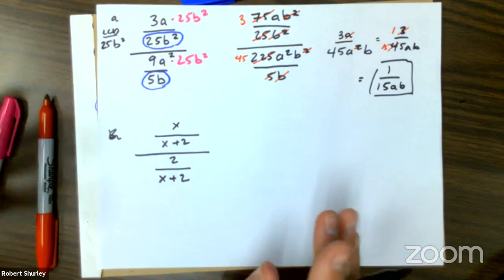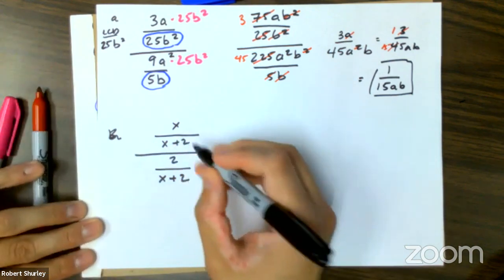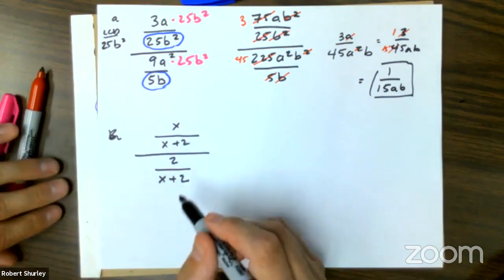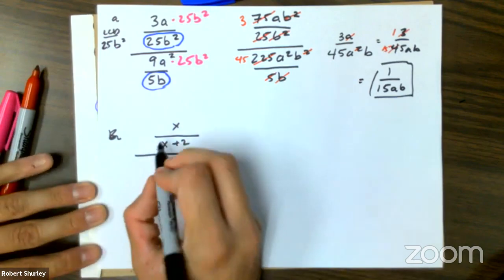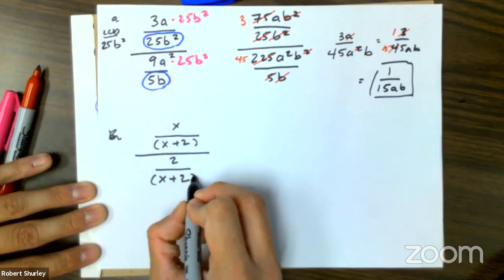Before I get going, the very first thing I'm going to do is if I have a binomial, trinomial, anything as a denominator or numerator, I'm going to put it in parentheses.